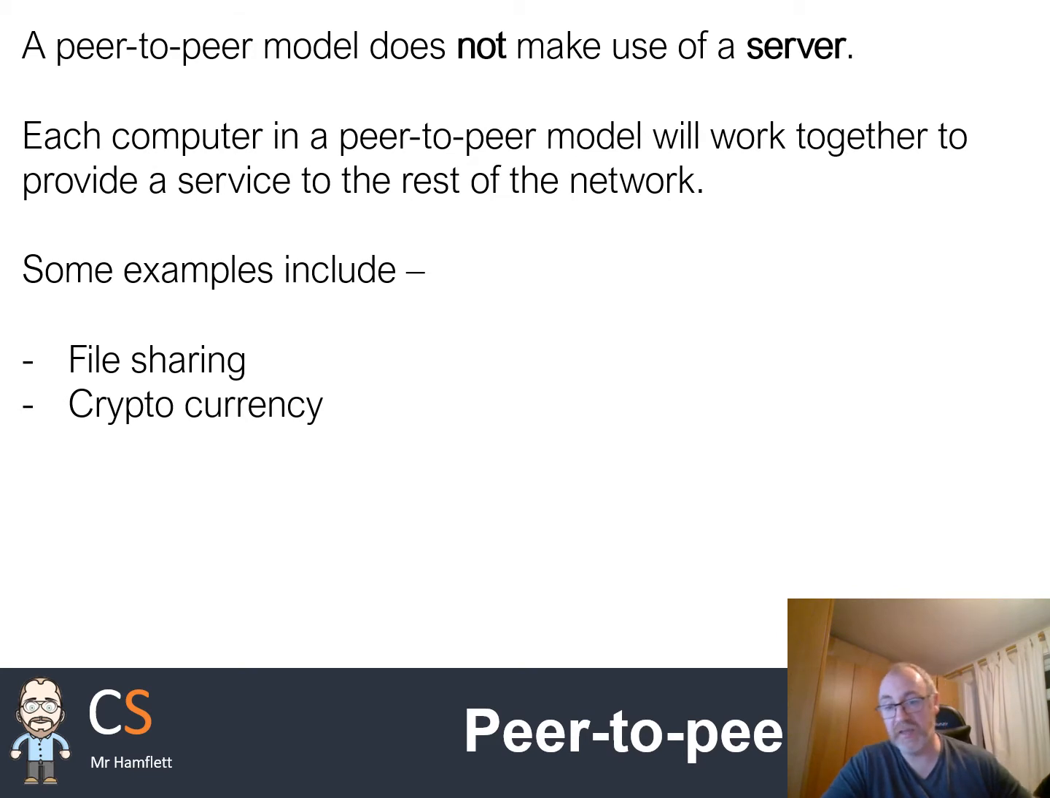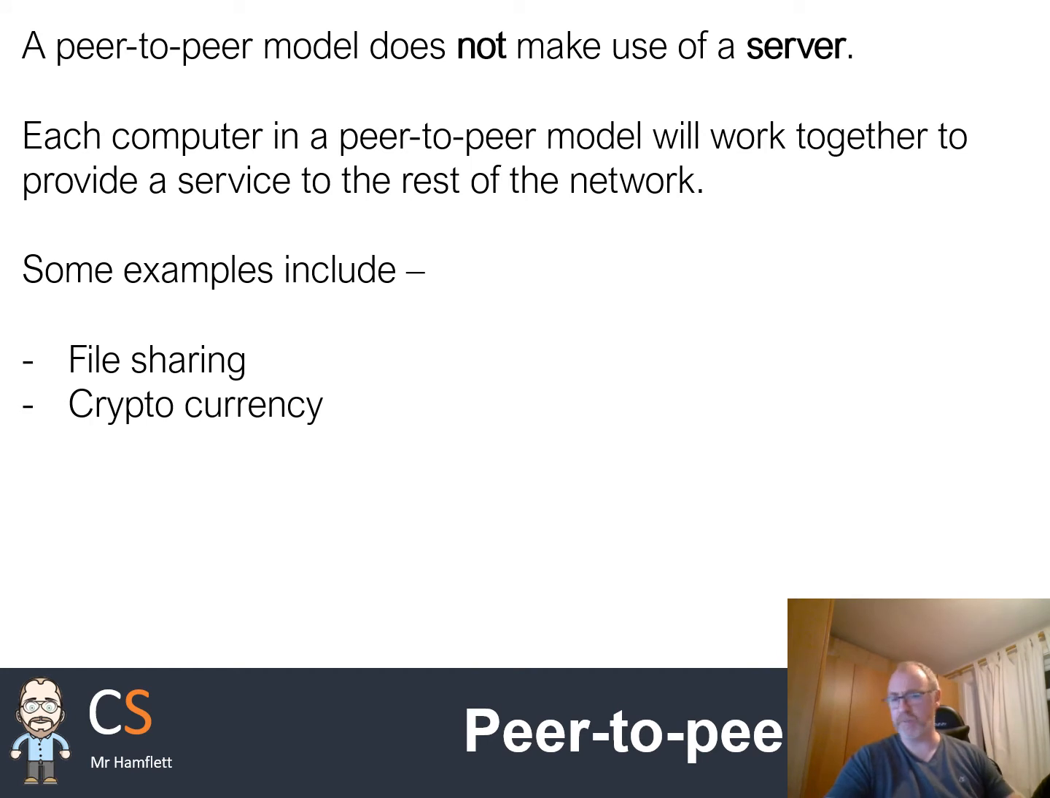So let's delve into peer-to-peer now. One of the key differences between peer-to-peer and client-server is that there is no server in peer-to-peer. Every single computer that's connected inside a peer-to-peer network will work together to provide a service of some description, which is a big difference to client-server, where the server provides the service and everyone else just uses it. In client-server, we say it's centralized. With peer-to-peer, we say it's decentralized, because there's no one single point or one single computer in the network which we can go to get the service. We have to work together to get it done.